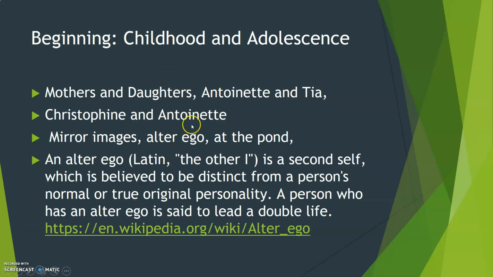childhood and adolescence. And I've got them all here. Mothers and daughters: Christophine and Antoinette. And maybe here you'll say, quote unquote, surrogate mother and daughter. Look at the alter ego. Look at the images, the mirror images. And I've given you all the meaning, and I've placed the site where I took some information from.